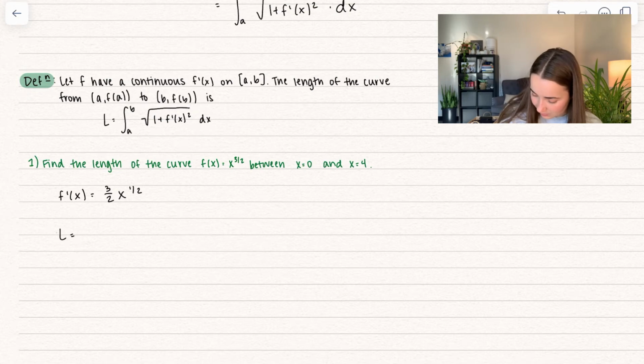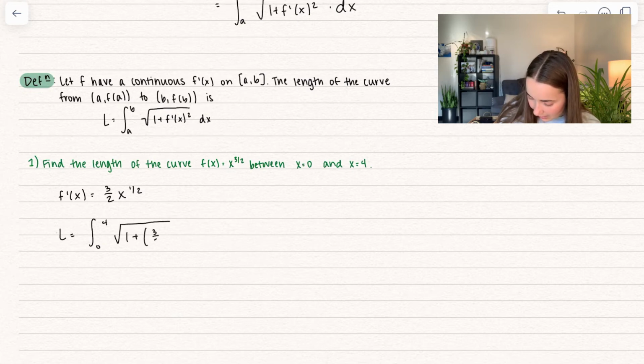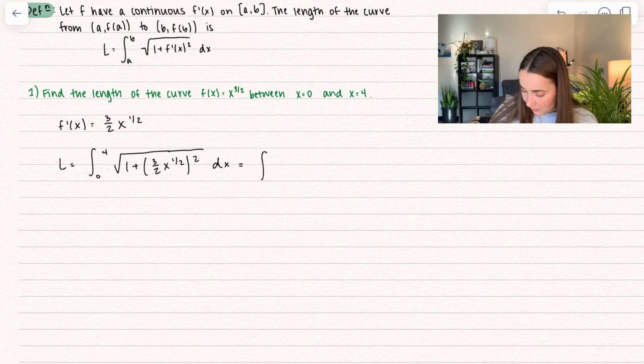So we have the length is equal to, and we're doing this between 0 and 4, the square root of 1 plus our first derivative squared. So 3 halves x to the power of 1 half, squared. And of course, we're integrating this in terms of dx. So let's go ahead and simplify this. We have 0 to 4, 1 plus, and that becomes 9/4 x.